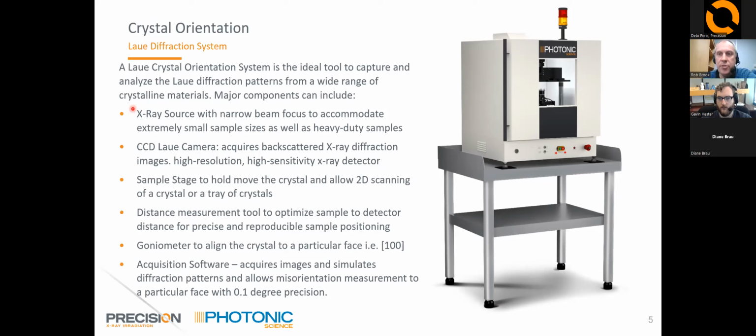We have a distance measuring tool inside as well, which allows you to measure the distance between the scintillator and the crystal, and that's important when you're simulating the crystal structure, when you're simulating the diffraction pattern to allow you to index it. The system comes with the software that you need to acquire the images and the pattern simulator, and it allows you to do misorientation measurements to a particular face with 0.1 degree precision.